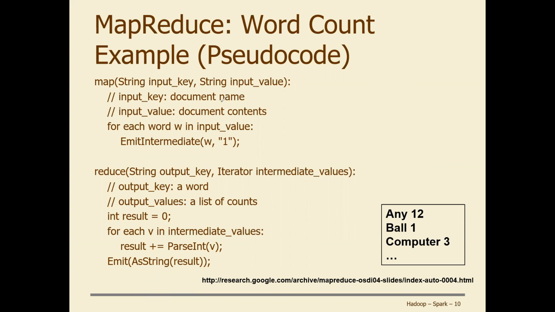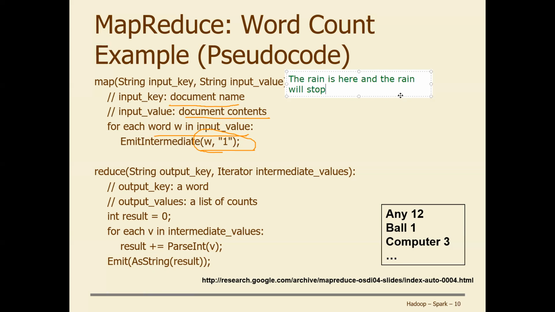So I input the document, I input the contents. For each word I have this w comma 1. So if I have written "the rain is here, and the rain will happen and the rain will stop." Okay. So what if I decide to make key value pairs for this?